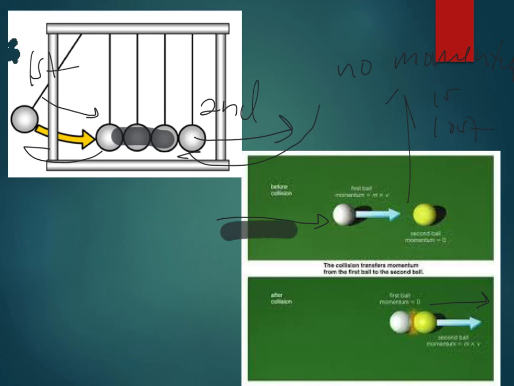Similarly, if you have a ball moving, this ball rolls, hits the second ball, and now the second ball is going to move with the transfer of momentum from the first ball.